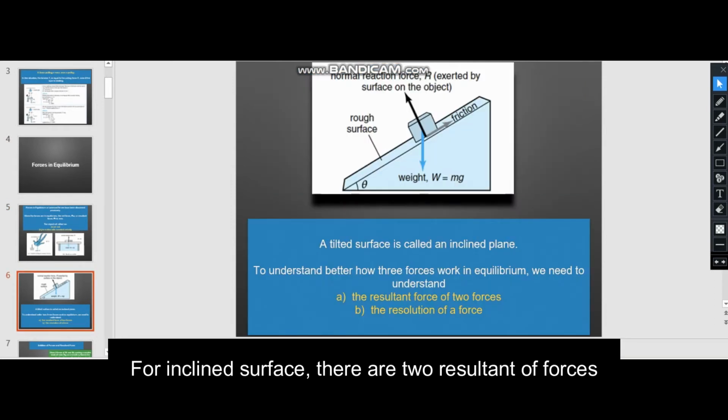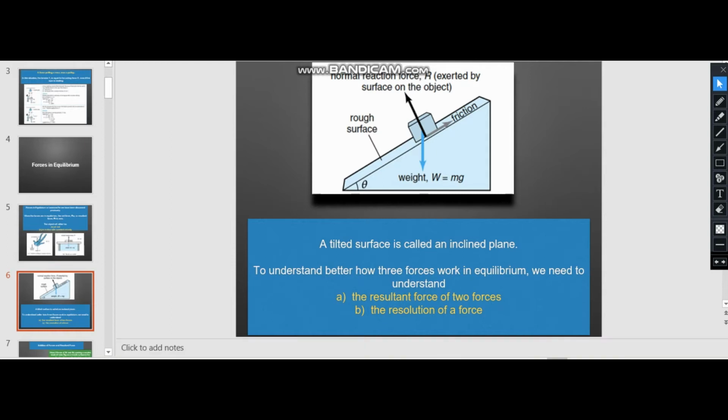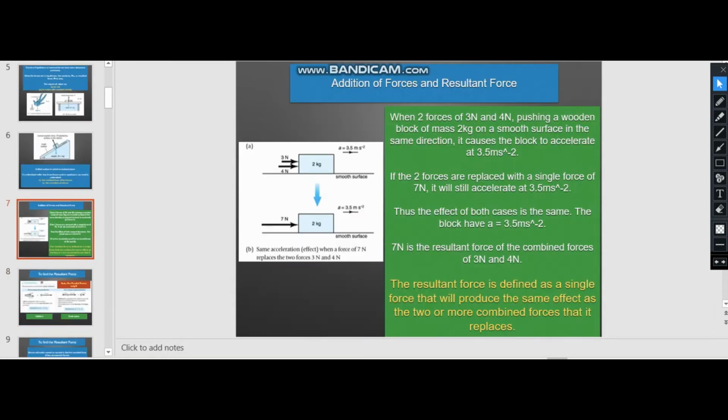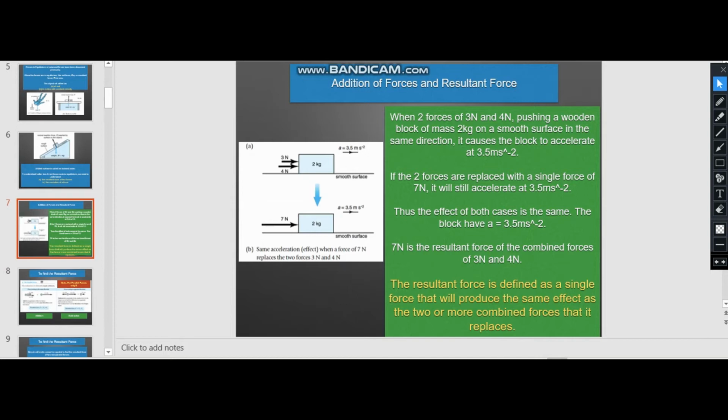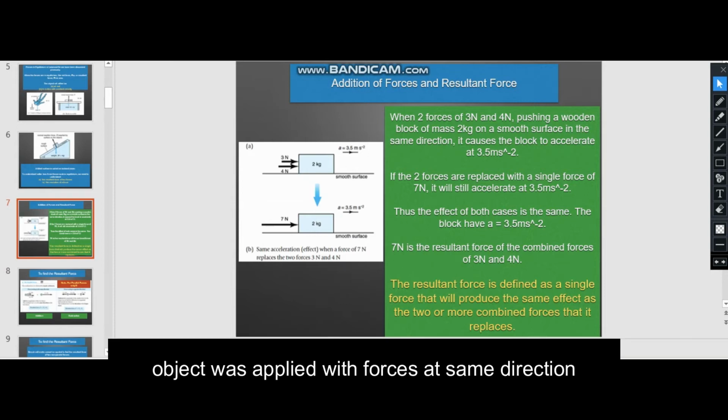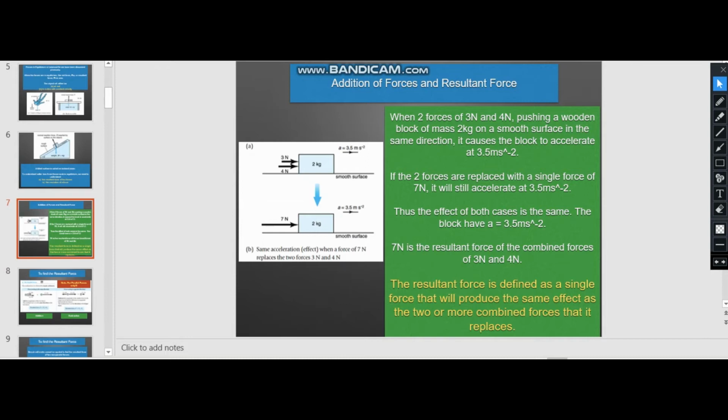And for an inclined surface, there are two resultants of forces, and we need to find the resultant of two forces and also the resolution of forces for an object on an inclined plane. For the addition of resultant forces, when an object is applied with forces in the same direction, we can sum up the forces applied on the object, so we can get the resultant force.